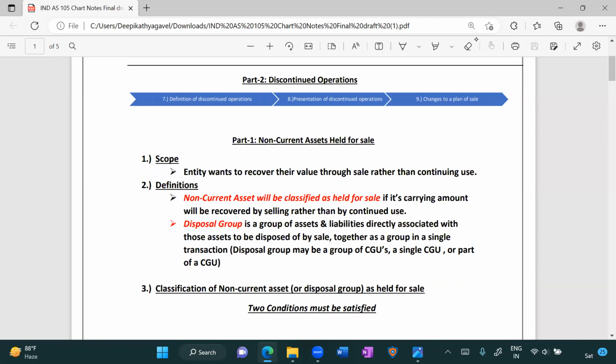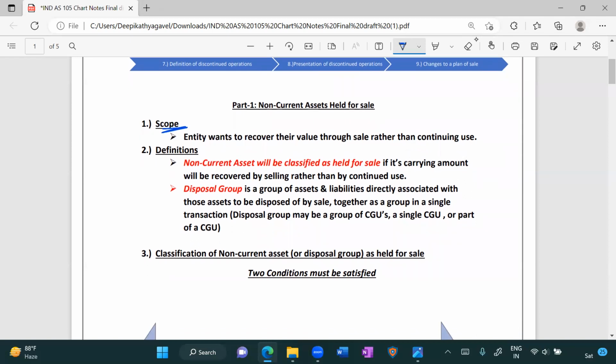The first most important thing to understand is the scope of the standard, right? What is the scope of the standard in Ind AS 105? In case an entity wants to recover the value of an asset not by continuing its use but by sale, in that case, this standard will come into use, right? When will the standard come into use? When the entity wants to recover the value of that asset, not by using the asset, but by selling it and recovering the amount. That is when the standard 105 held for sale will come into play, right?